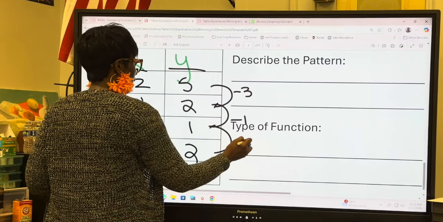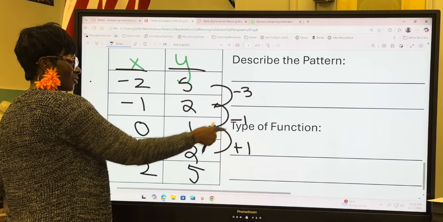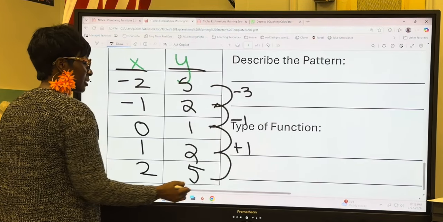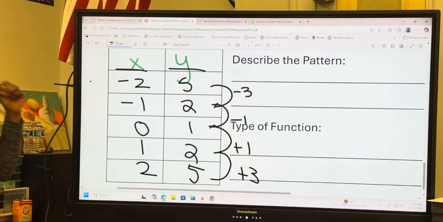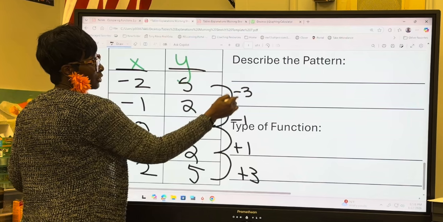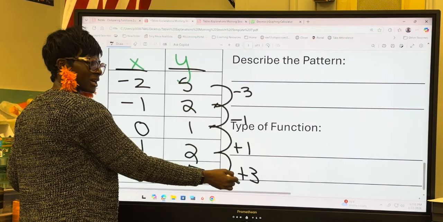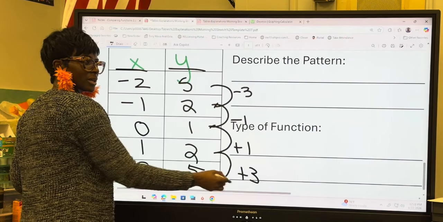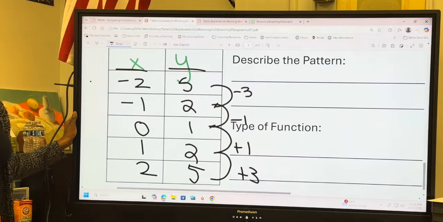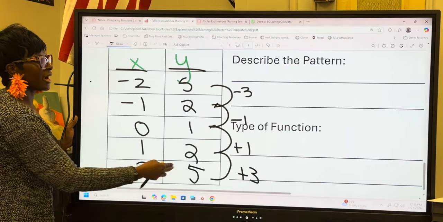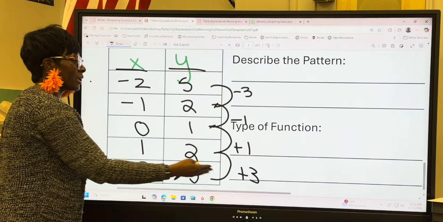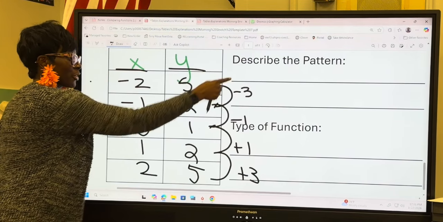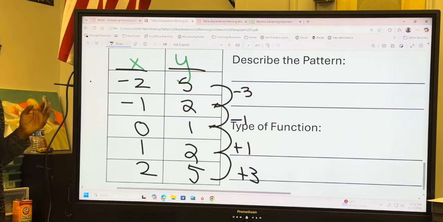From minus 1 to 2? Plus 1. Oh, I see something here. Watch this. 2 to 5? Plus 3. Now, this is something else that you should pay attention to, right? What's happening? Down 3, down 1, and then up 1, up 3. It curves. It curves, right? Y'all see that? It's kind of doing the same thing it does here, but I'm noticing a pattern still with the numbers. 3, 3, 1, 1. Where do I see that?